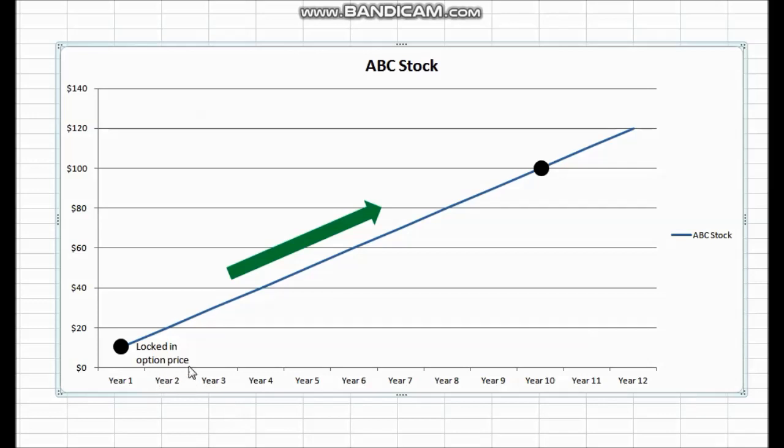The idea behind a call option is that you can lock in a low price that you will pay for the stock at the end of the contract, but by then the stock's fair value will have risen far above that, so you can buy low and sell high for a nice gain.